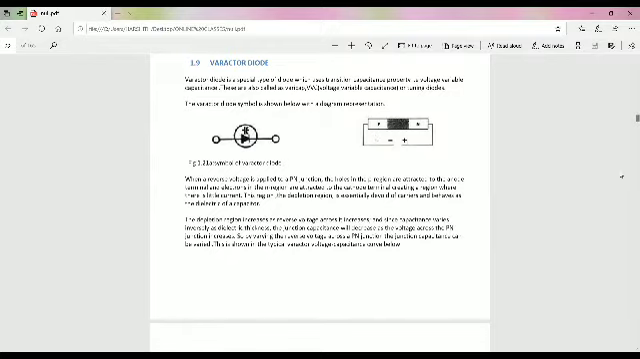Another topic is varactor diodes. This is the symbolic representation of the varactor diode, anode and cathode. The transition capacitance of a diode varies with the applied voltage, so it can be used as a voltage variable capacitance in many applications.